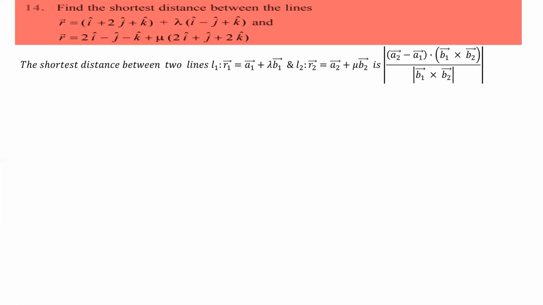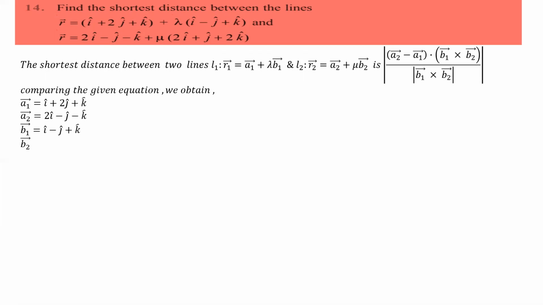Now compare the given equations with the formula, and by comparing you can write down vector A1, vector A2, vector B1 and vector B2. Clear? Now find their cross product, the numerator and the denominator. So let us find first vector A2 minus vector A1. So this is I cap minus 3j cap minus 2k cap.